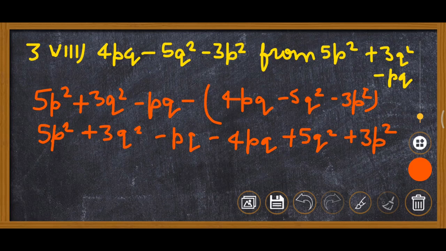Now we will add this 5p square to 3p square, then the answer is 8p square. Then this 3q square and 5q square will be added, then it is 8q square, and this is minus pq and this is minus 4pq, so minus minus plus, then it is minus 5pq. Now this is solved.